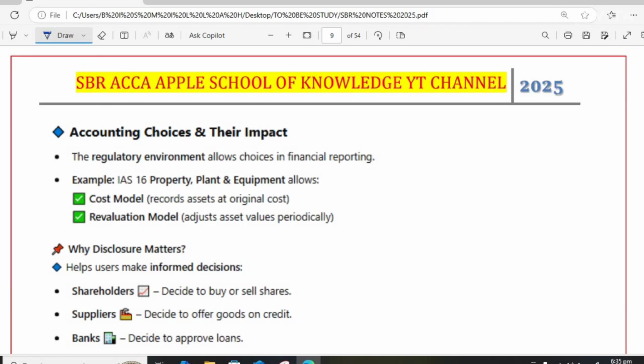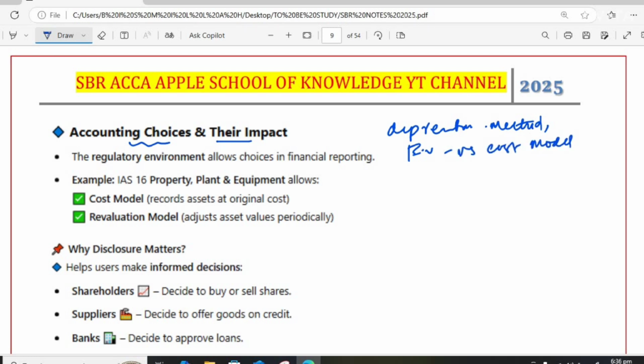Accounting choices and their impact. You know that standards allow flexibility, for example, in the depreciation method. As you see, there are several methods of depreciation, and fair value versus the cost model. So I'll write here that there's flexibility in depreciation method, fair value versus cost model, right?